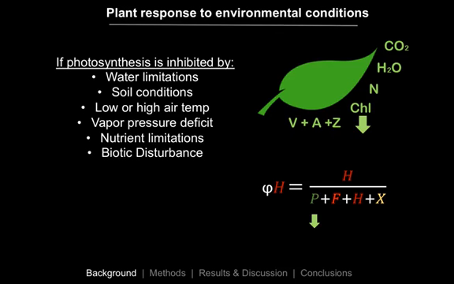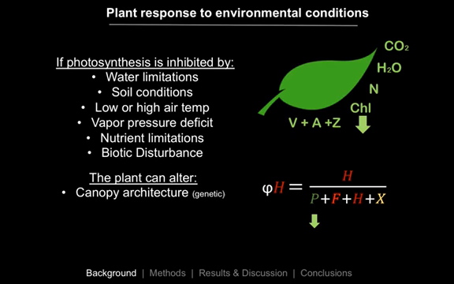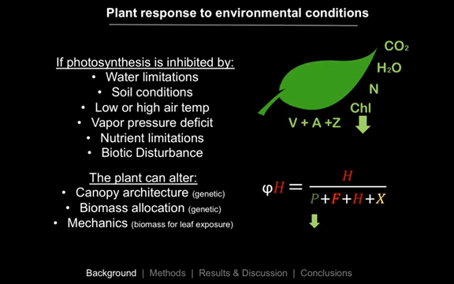Well, this is going to result in a decrease in chlorophyll because the plant doesn't have the capacity to invest in chlorophyll pigments for photosynthesis, and thereby the plant can also maybe alter its canopy architecture, which is of course a genetic trait. It can change the way that biomass is allocated among the plant. It can change plant mechanics. But what we're interested in is this flexible trait, and this trait that can change on the order of seconds to seasons. And that is our xanthophyll cycle.